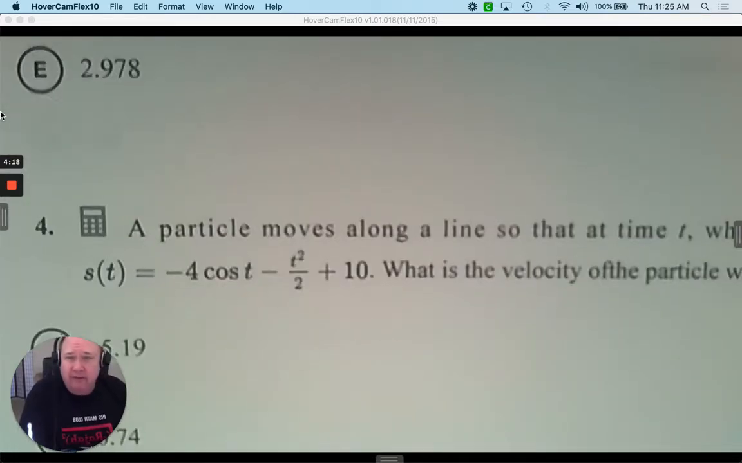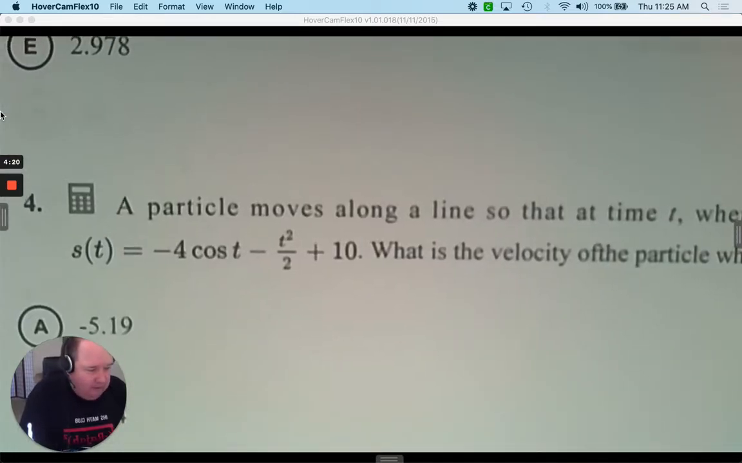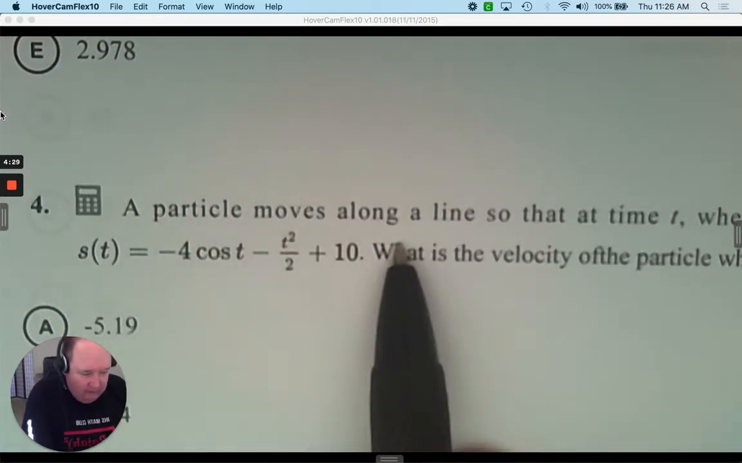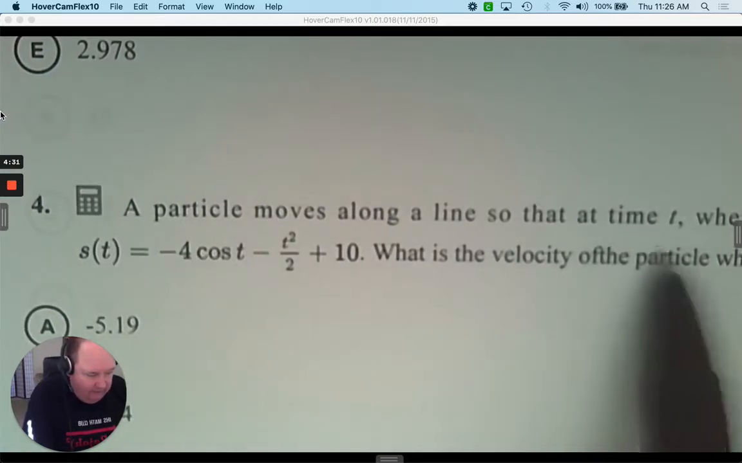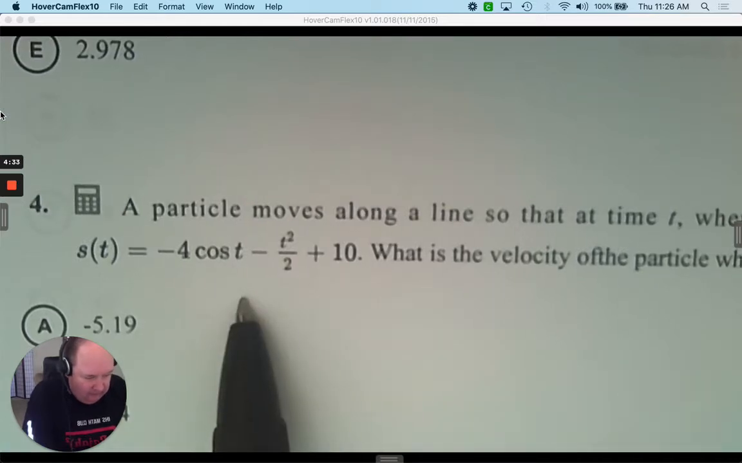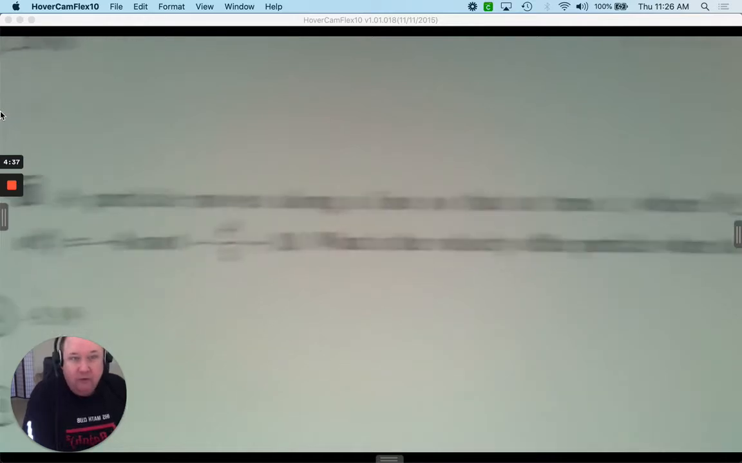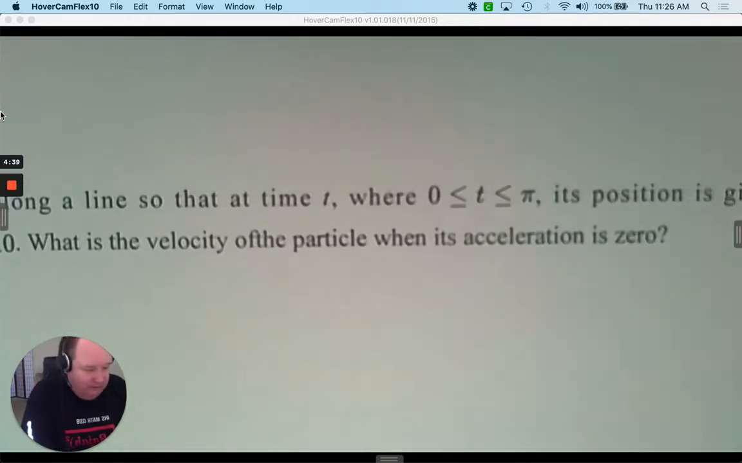Number 4, we get to use our calculator again. A particle moves along a line so that at time t, the position is given by this. And it says, what is the velocity of the particle when the acceleration is 0?